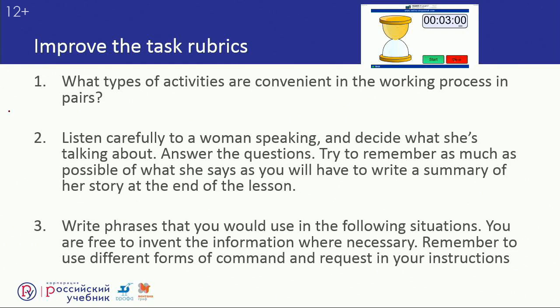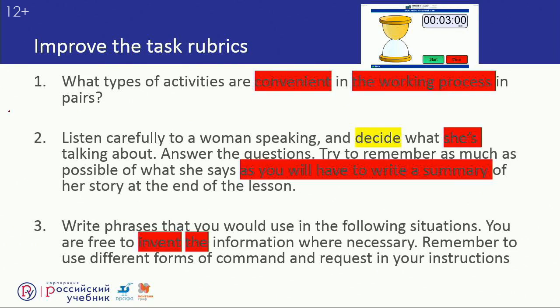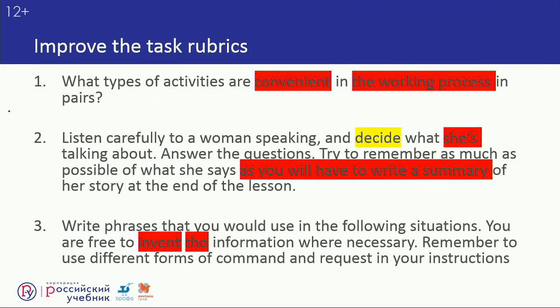Time's up. Okay, let's look at them together. The first one, most of you were right while saying that the word convenient is very inconvenient in here. Instead, we can use what types of activities can be used, or what types of activities do we use, or are good. Good would be a much better word in here. And we don't have any goal of making task rubrics complicated. The simpler and the more straightforward, the better.